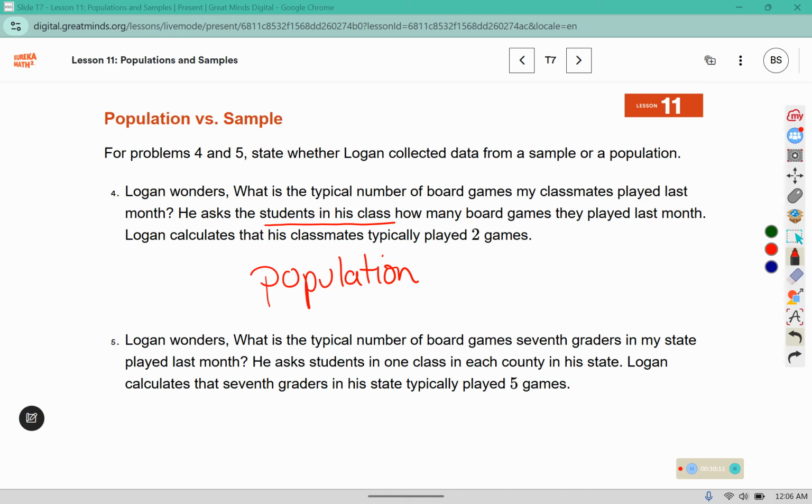Number 5. Logan wonders what is the typical number of board games 7th graders in my state played last month. He asked students in one class in each county in his state, but he doesn't ask all of the 7th graders in the entire state. So this would be a sample. He only asks a few people from one class in each county in the state, not every 7th grader in the entire state. A sample of the data.